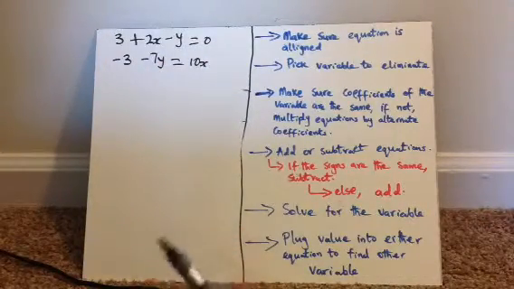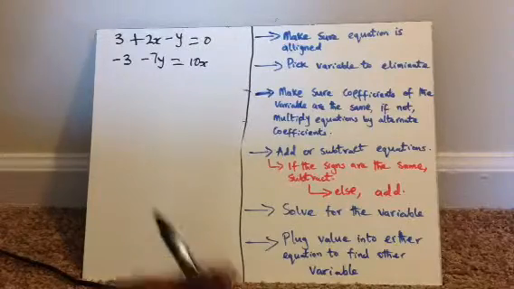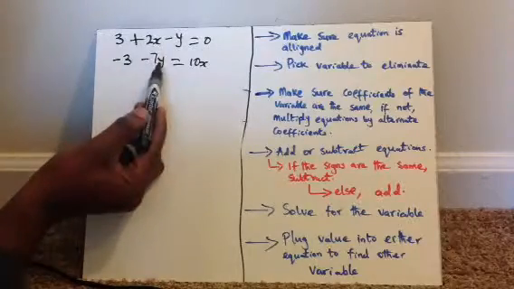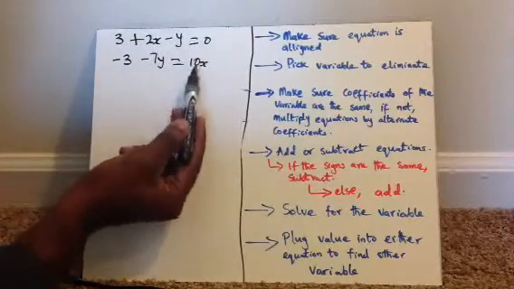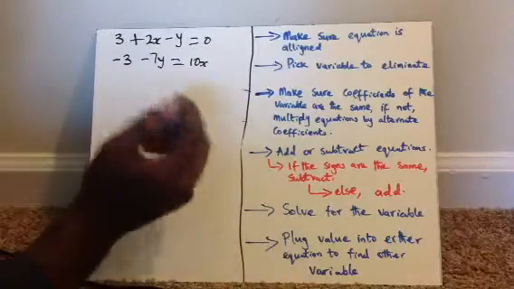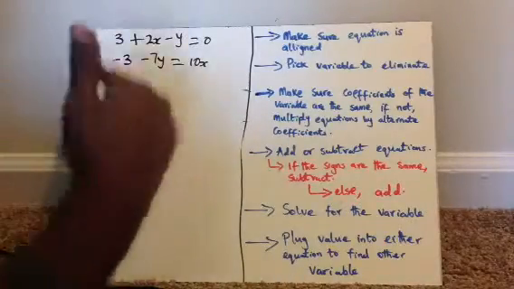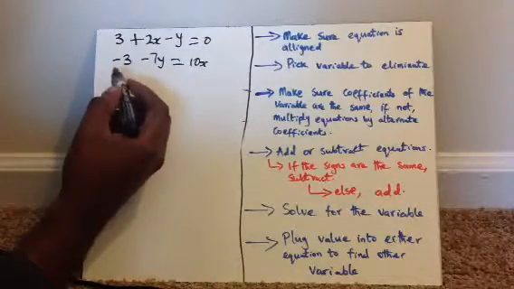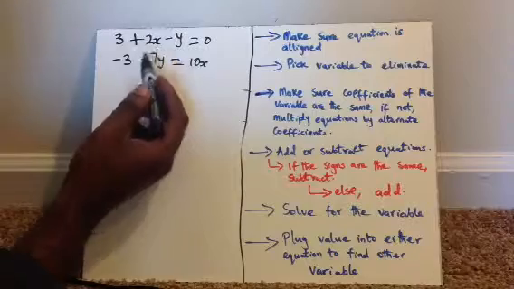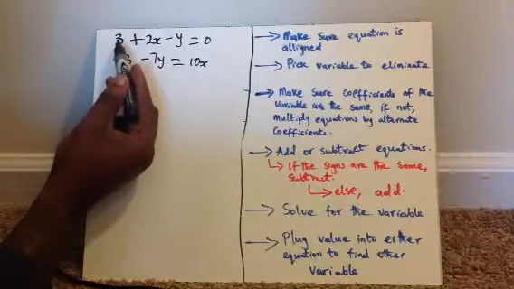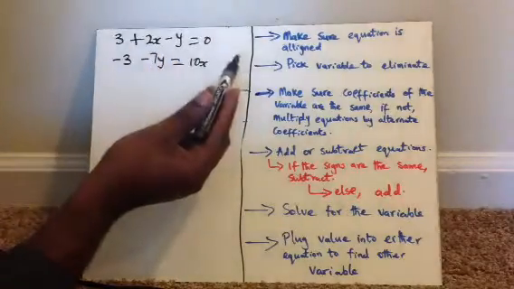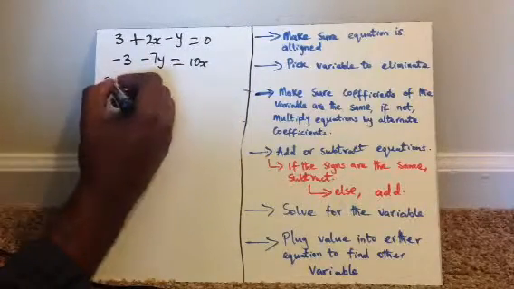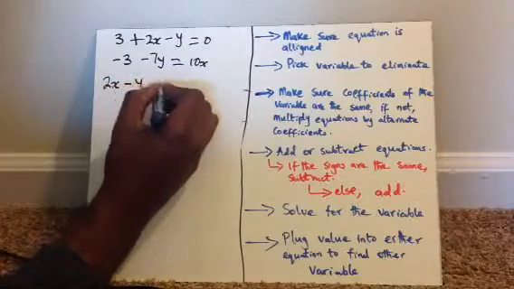So it says make sure equation is aligned. As you can see, these equations are not aligned. We have x and y, we have 10x. It's all scrambled. So we have to align it, x, y, and constant. So on the first equation, all we have to do to align that will be just take the 3 to the other side. We just subtract 3 from both sides. So we have 2x minus y equals minus 3.